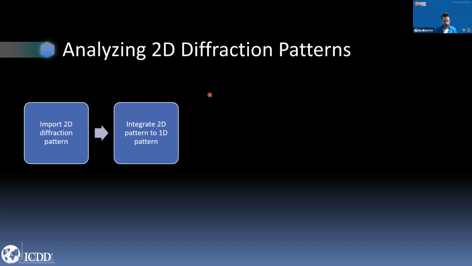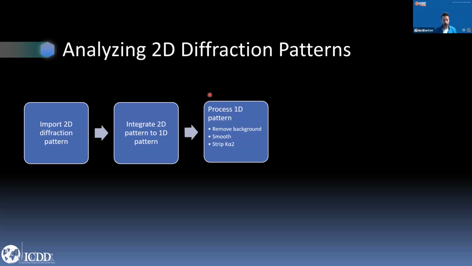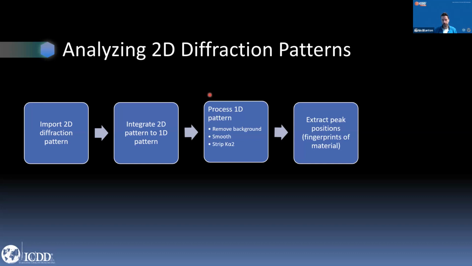So once you do that, once you go and integrate the entire image, you're essentially downsampling from a 2D image down to a 1D XY plot. And once you have that 1D pattern, well, you can use all of your traditional techniques that you would use for peak finding. So you can remove the background, you can smooth the data, you can strip the K alpha 2, and then you can extract the peak positions or the fingerprint of the material.